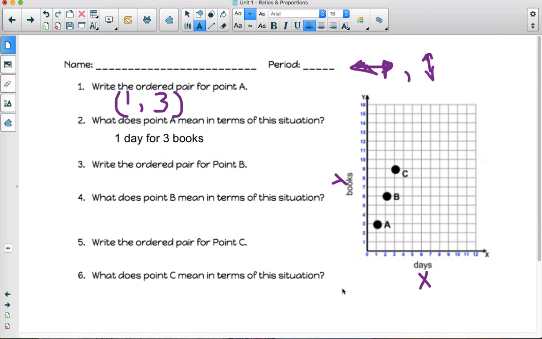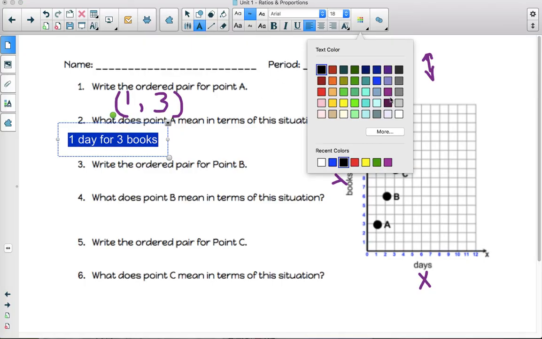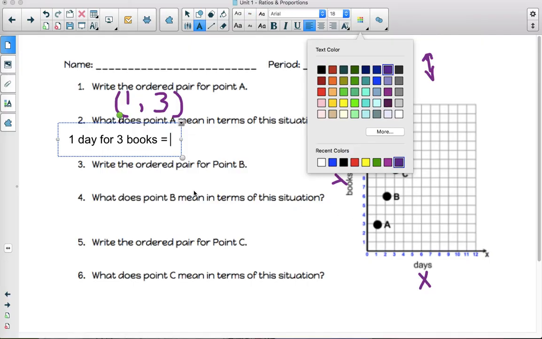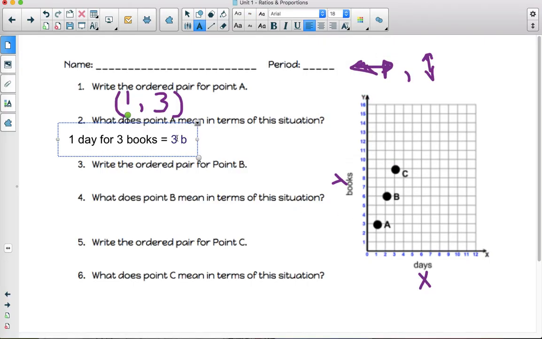Now that kind of sounds silly, and it was hard for me to say that. So what I could do is reverse the situation, and it would still be true if I stated this a different way. I could say 3 books per day. And when we say that, it sounds more grammatically correct. That's because that's the unit rate. So even though we're at (1, 3), we can switch the way that we say it and say 3 books per day. It would mean the same thing as 1 day for 3 books.